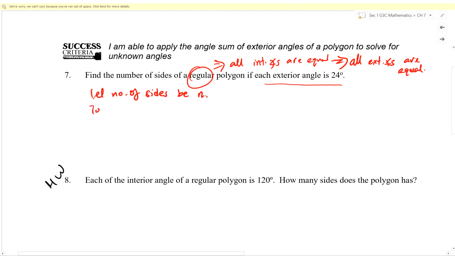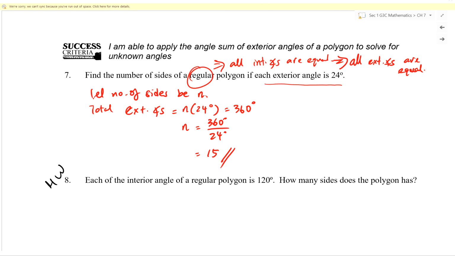So the total exterior angles is n times 24 degrees, and this must be equal to 360 degrees. We found that out earlier. So n, like Rian correctly pointed out, will simply be 360 divided by 24 degrees, which gives us 15. 15 sides.